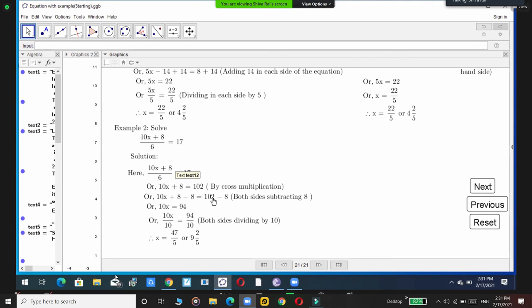102 minus 8 is 94. Now with x here is 10. How can we remove 10? We divide by 10, and if we divide by 10 on the left side, we have to divide by 10 on the right hand side also. So both sides are divided by 10. Now x equals 94 upon 10. By cutting, how are we getting 47 upon 5? By cutting 2.